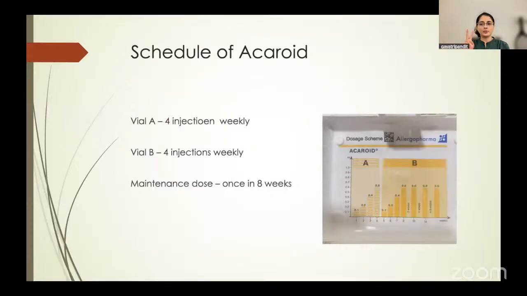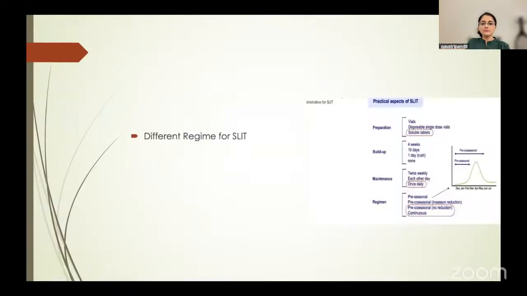The product would come with only two vials, vial number A and vial number B. You would give weekly injections for 4 weeks, and then shift to vial number B, which is your maintenance dose. After 4 injections of vial B, you are almost at the maintenance dose. That means within 2 months you would be at your maintenance dose, and the maintenance dose here was once in 8 weeks, so you would give injections once in 2 months.